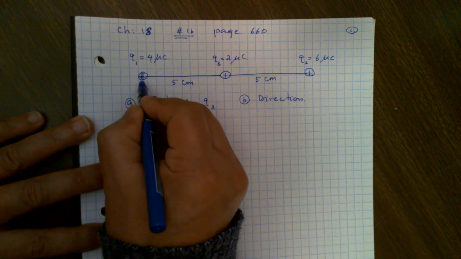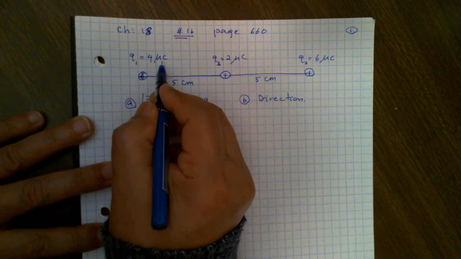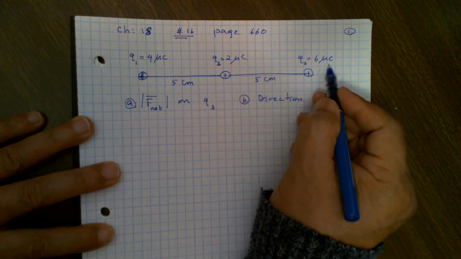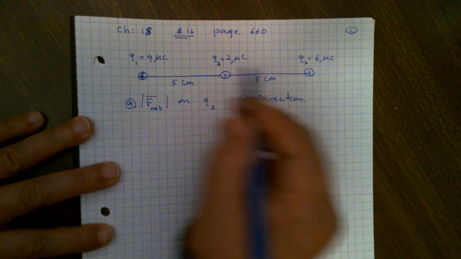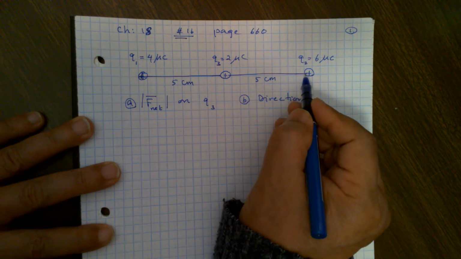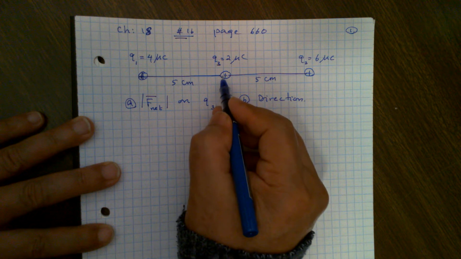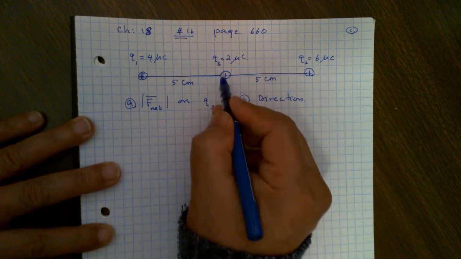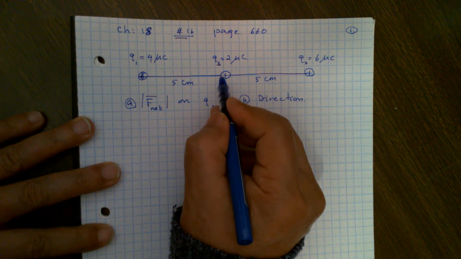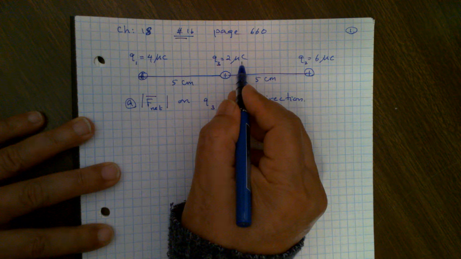The first charge is positive 4 microcoulombs, and then the next one is positive 6 microcoulombs, and they are 10 centimeters apart. From here to here is 10 centimeters. And in the middle between these two charges, there is the third charge. They call it the test charge, which is Q3, which is positive 2 microcoulombs.